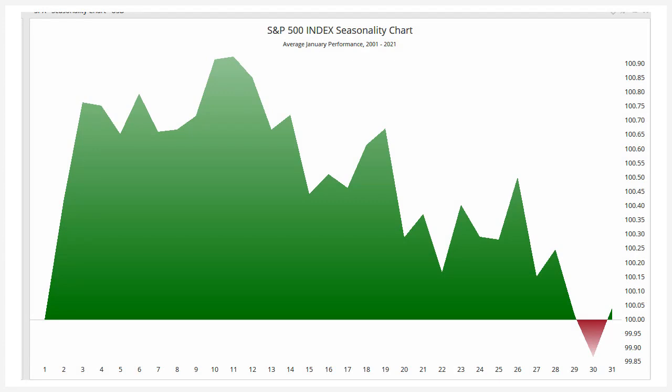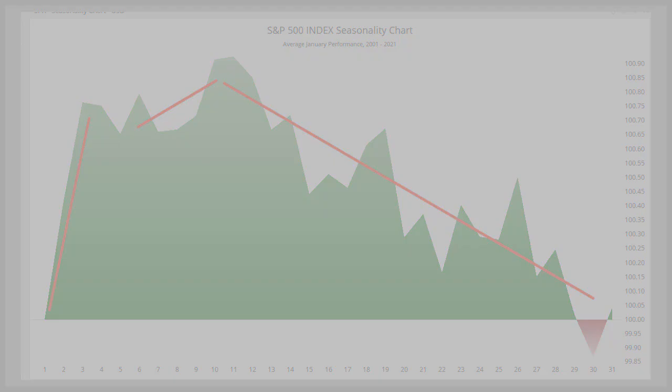So here is the seasonal chart for January, and you can see January starts off with a boom, gets another little blip into the second week, and then sells off in the last 2.5, 3 weeks of the month there. And that's certainly what we saw this year.